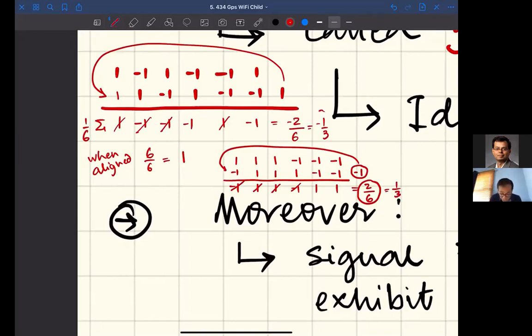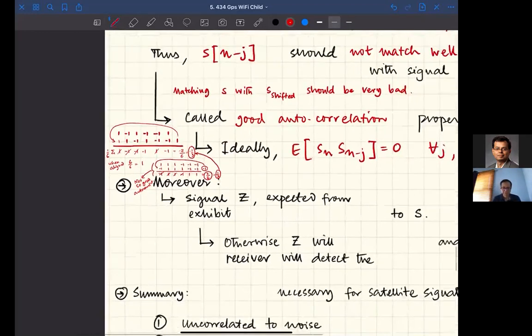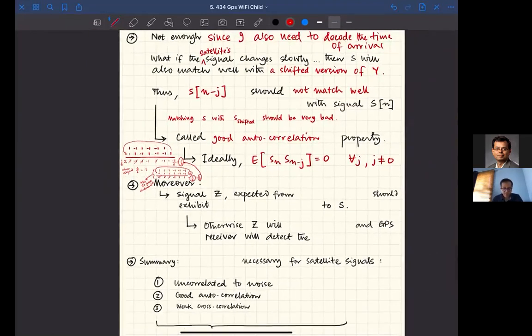But remember, this was minus 1/3, and this is 1/3, and this 1/3 is much better than minus 1/3, right? Because we said that for autocorrelation, the higher the value, the better it is. Lower the value, the signals are dissimilar. Okay? So this is a case of not so good autocorrelation property. I hope you get the point. Okay. So satellite signals need to satisfy this property, that it needs to have good autocorrelation property.